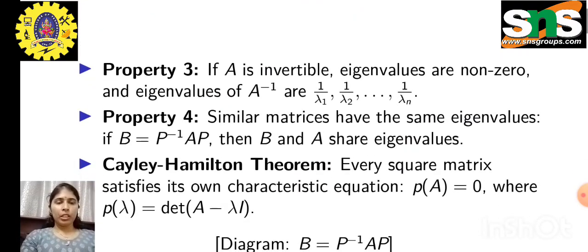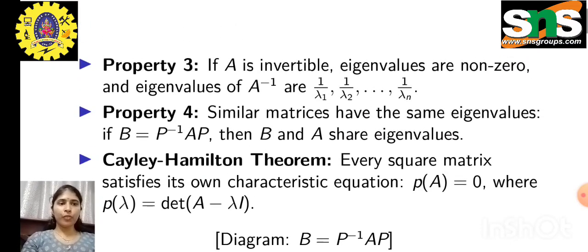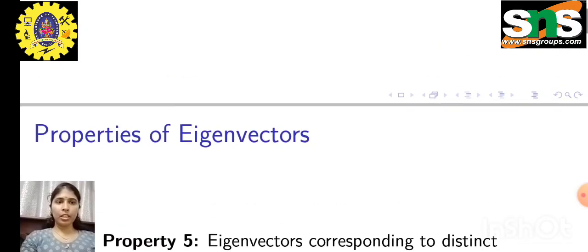Next is property 3. If A is invertible, then eigenvalues are non-zero and eigenvalues of A inverse are 1 by lambda 1, 1 by lambda 2, up to 1 by lambda n. Similarly, property 4 is similar matrices have the same eigenvalues. For example, B equal to P inverse AP. Then B and A share the same eigenvalues. Next is the Cayley-Hamilton theorem. Every square matrix satisfies its own characteristic equation, P of A equal to 0, where P of lambda equals determinant of A minus lambda I.